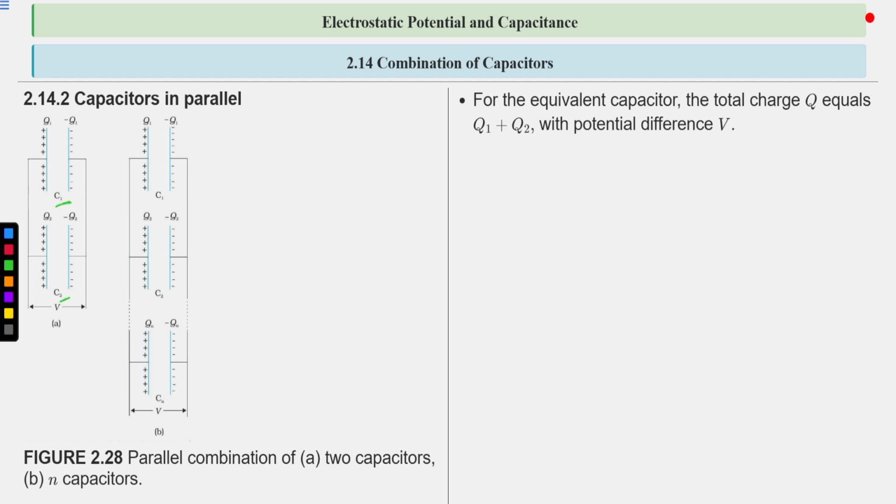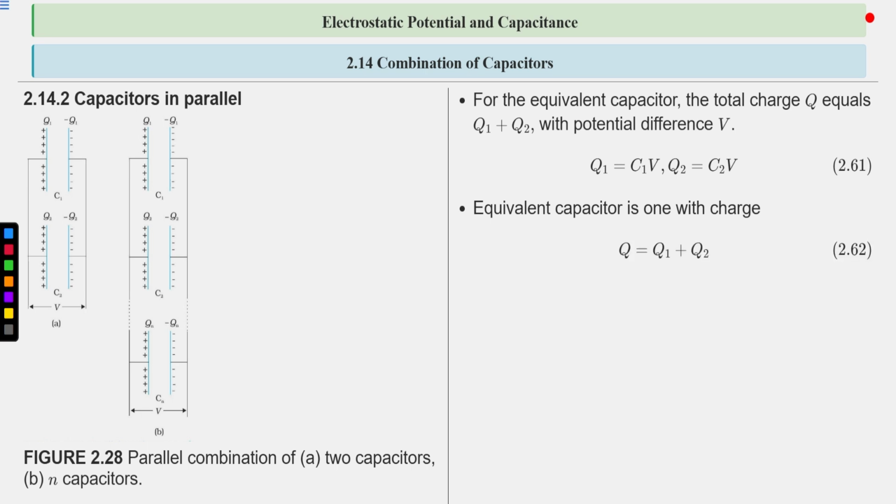So, for the equivalent capacitance, the total charge Q on both capacitors is Q1 plus Q2, with potential difference V on both the capacitors. So Q1 is equal to C1V and Q2 is equal to C2V. Put this in this equation. So the equivalent capacitor is one with charge Q equal to Q1 plus Q2, and potential difference V.